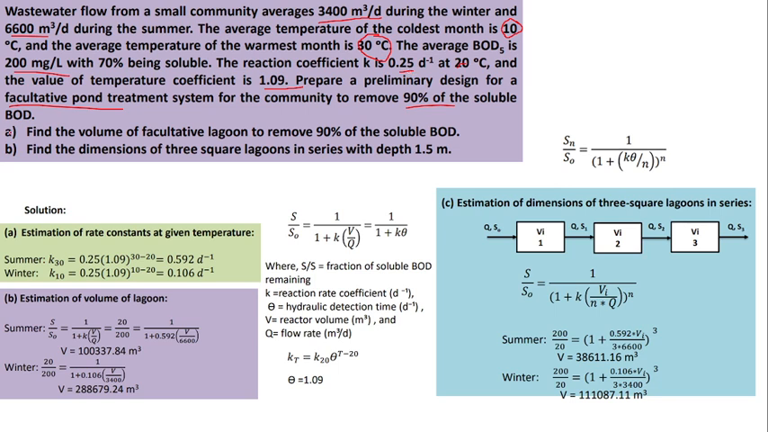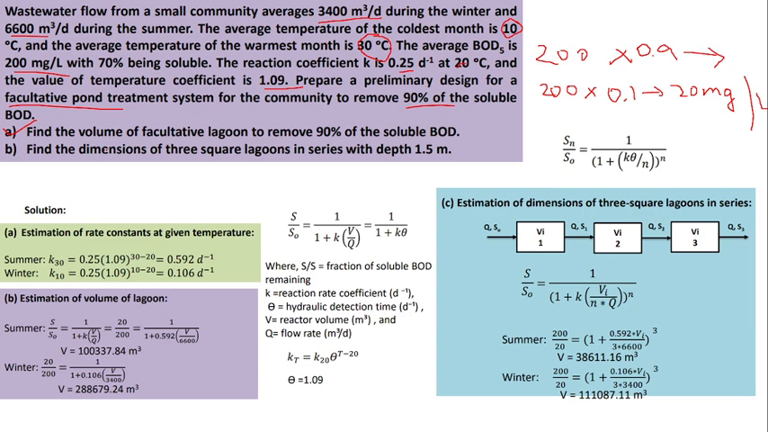So they are asking you to find the volume of the facultative lagoon, which has the capacity to remove 90% BOD. So the incoming BOD is 200 mg per liter, right? In this one, 90% you are going to remove. This is the removal rate, and only 10% should be there in the effluent, they are telling. That means only 20 mg per liter should be left in the effluent stream.